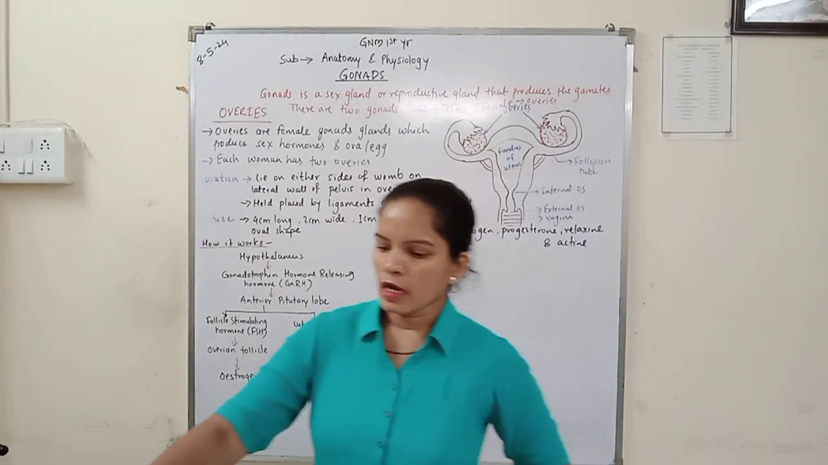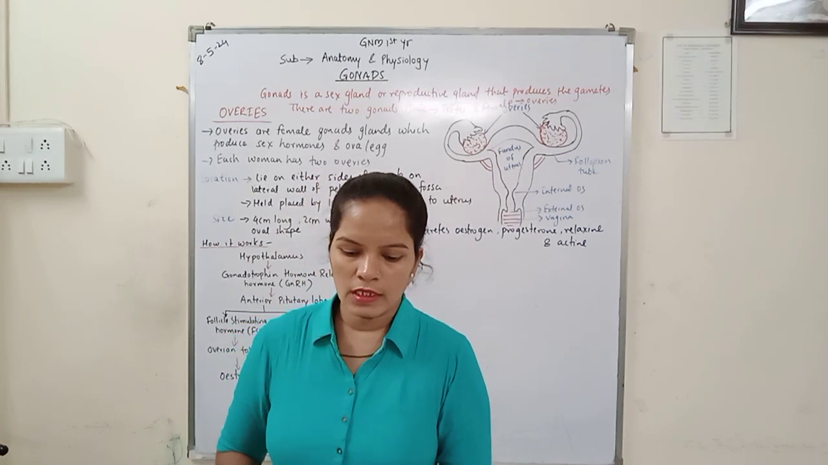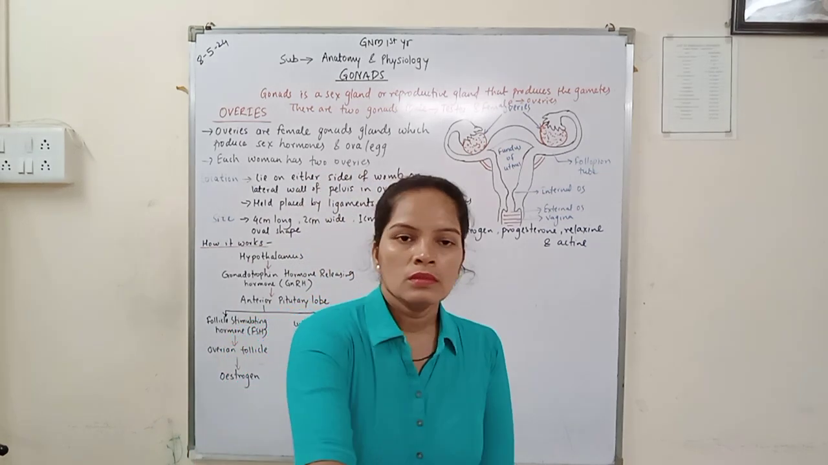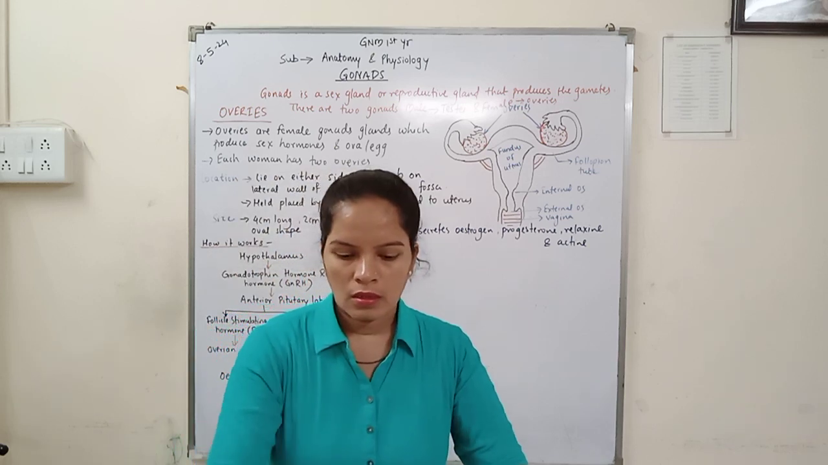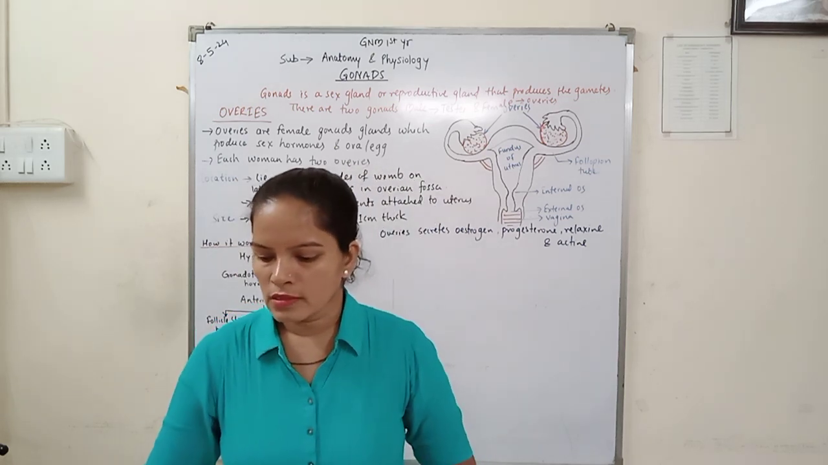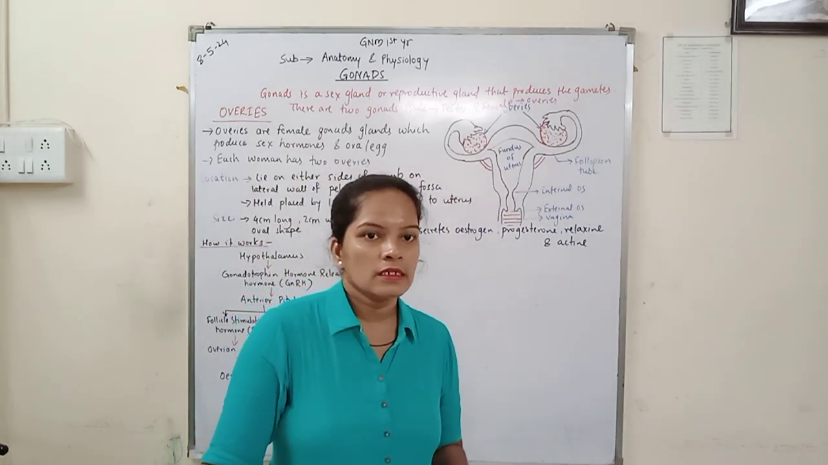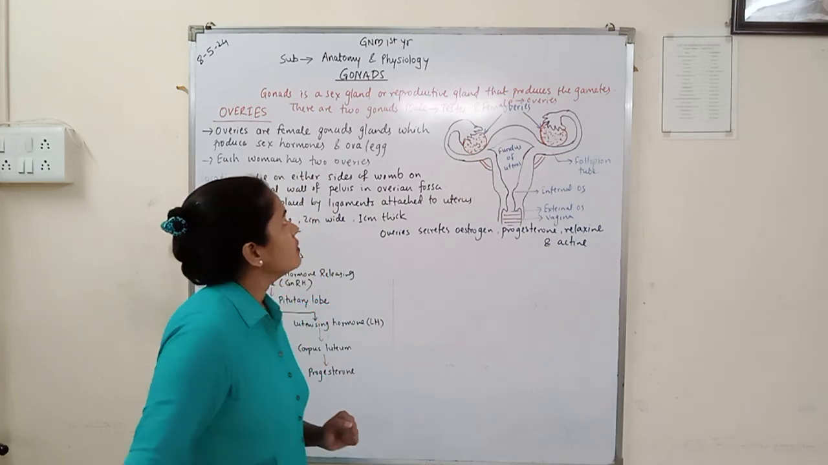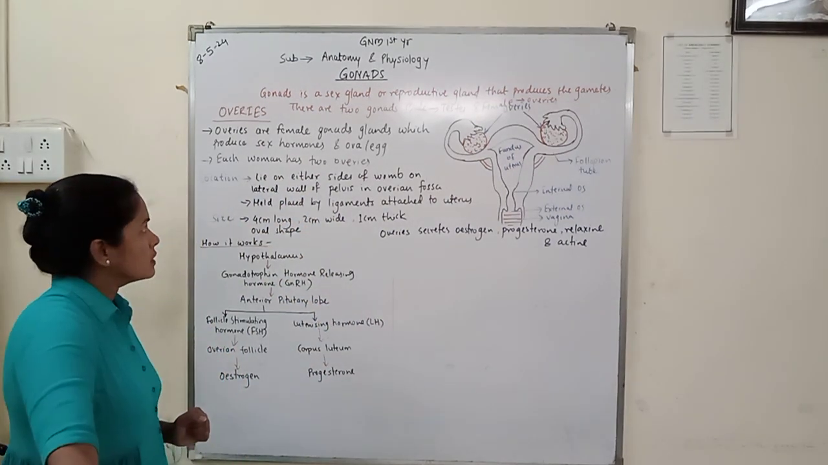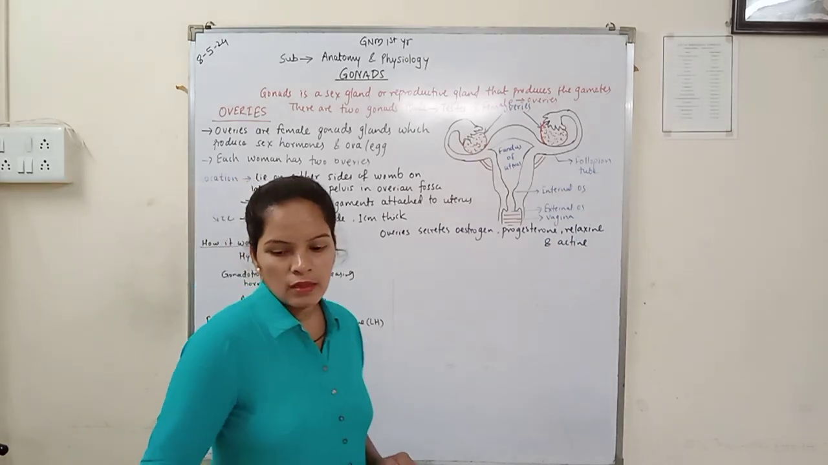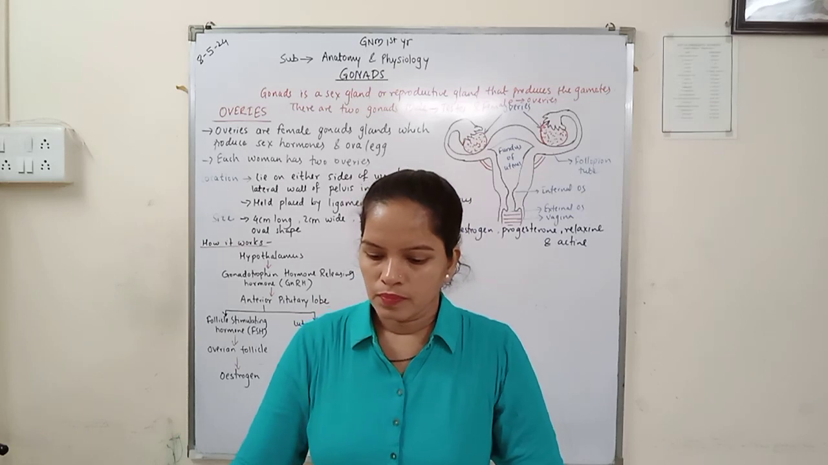Good morning students. Today we will study gonads. Gonads means ovaries and testes. Gonads come under the endocrine system. Gonads are the endocrine organs or endocrine glands, that is, sex organs and reproductive glands that produce the gametes. There are two gonads: in male there is a testis, and in female there are ovaries.